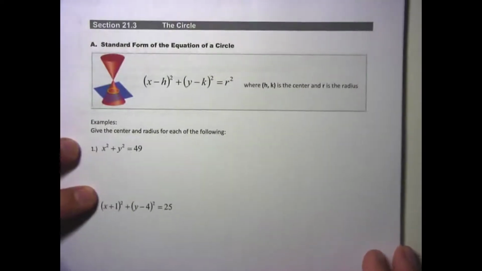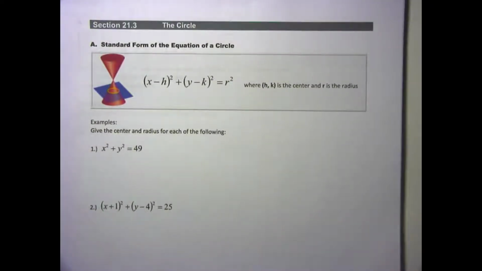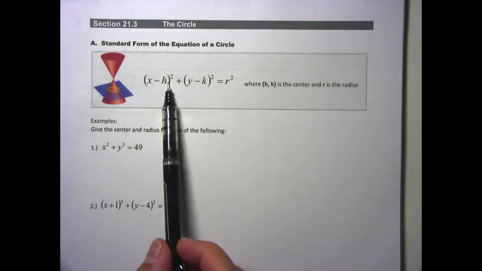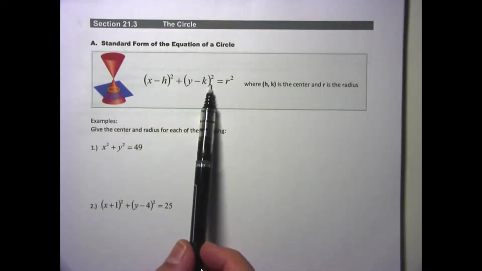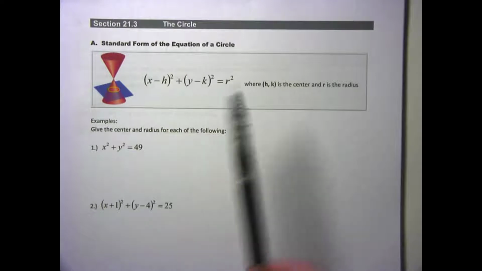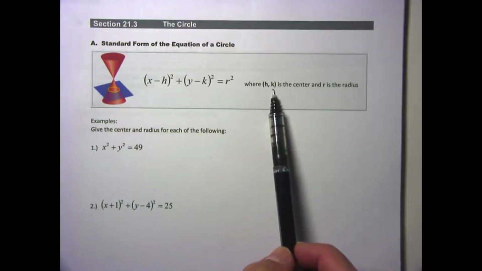All right, so the next section we want to take a look at here, section 21.3, very specifically is going to be the equation of a circle. In generic form, the standard form of the equation of a circle is given by (x - h)² + (y - k)² = r². Given in this standard form, (h, k) gives me the center of my circle, and r gives the radius of the circle.